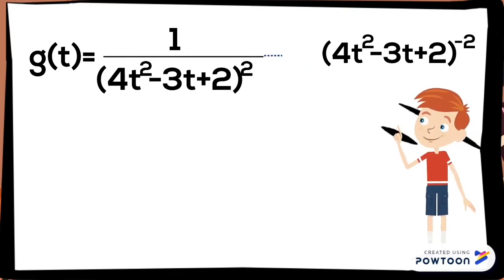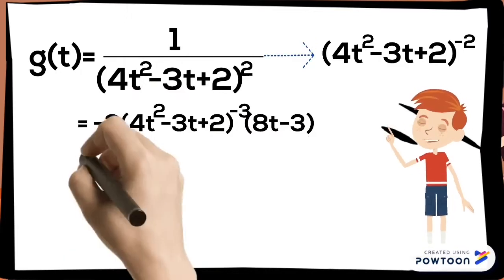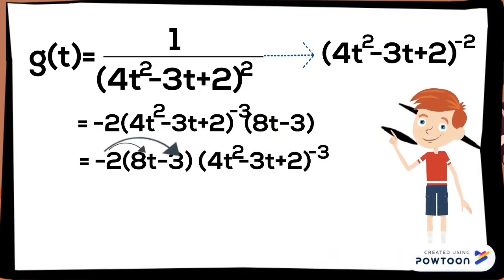So first step, bring down the exponent negative 2. Copy the quantity of 4t squared minus 3t plus 2. Subtract 1 to the exponent. Negative 2 minus 1 is negative 3. Multiply to the derivative of the inside, which is equal to 8t minus 3. Negative 2 will then be distributed and multiplied to 8t and negative 3. Negative 2 times 8t is negative 16t. And negative 2 times negative 3 is equal to positive 6.